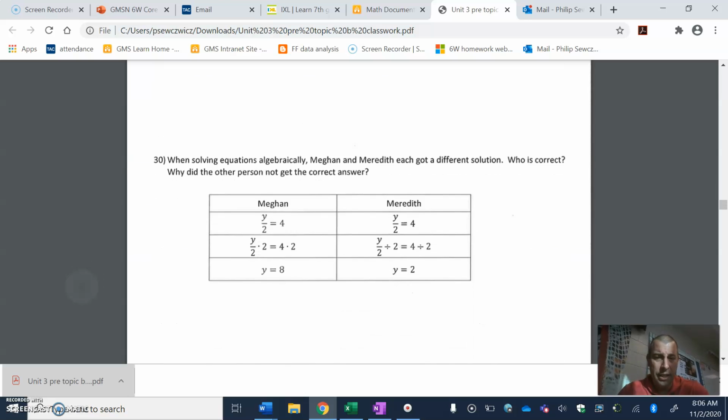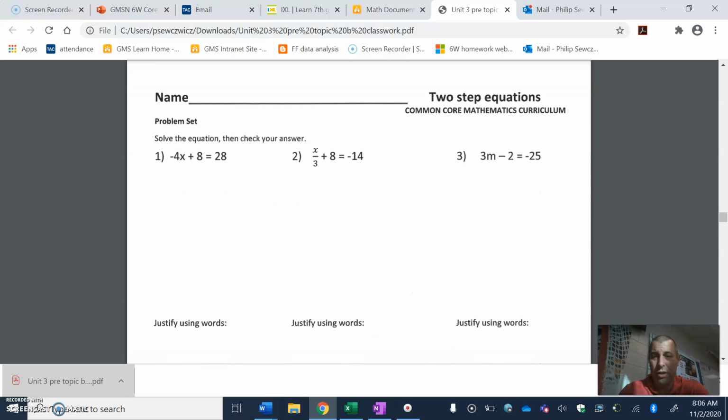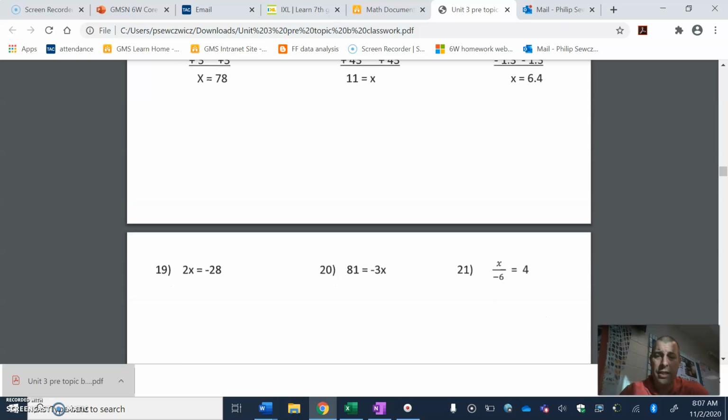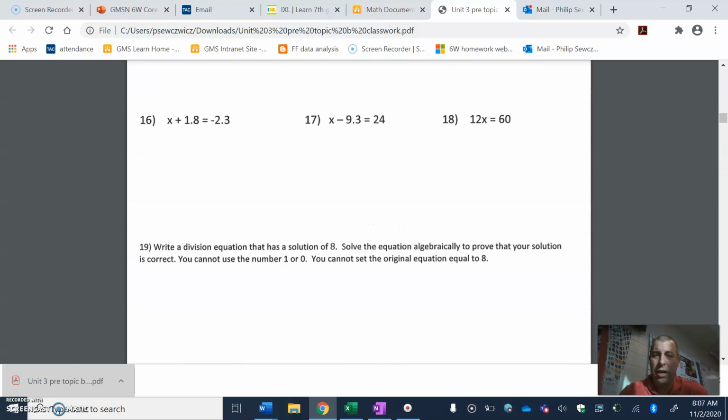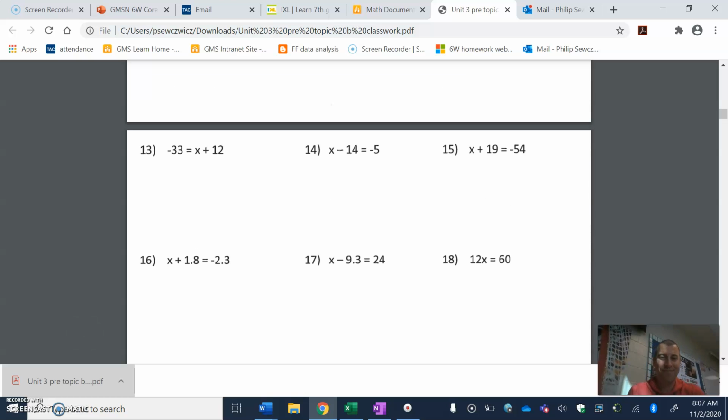The following day, you're going to get into two-step equations, and it will say two-step equations. So just watch for that. We do have 2 sets in there. I don't want to cause any frustration.